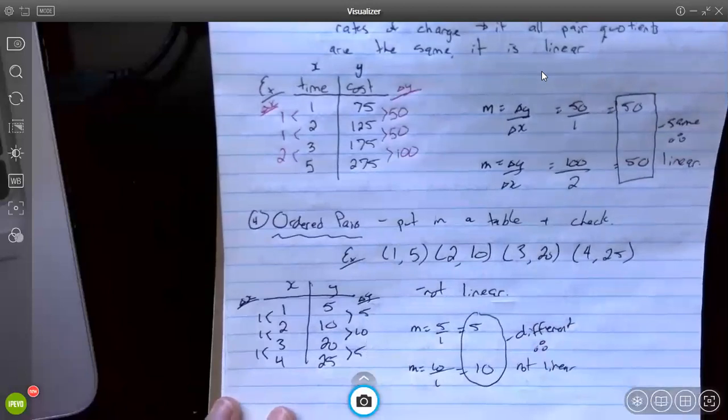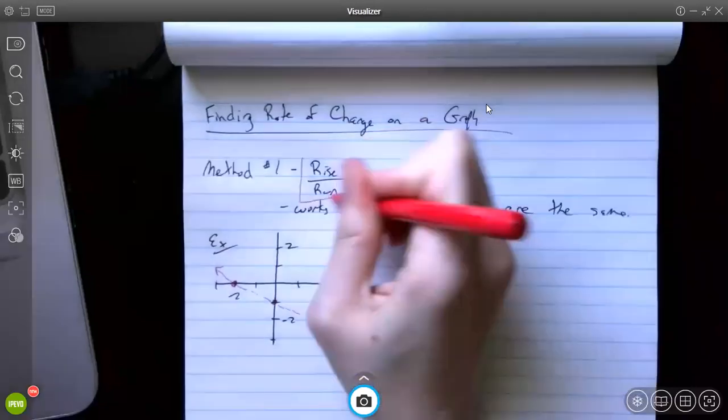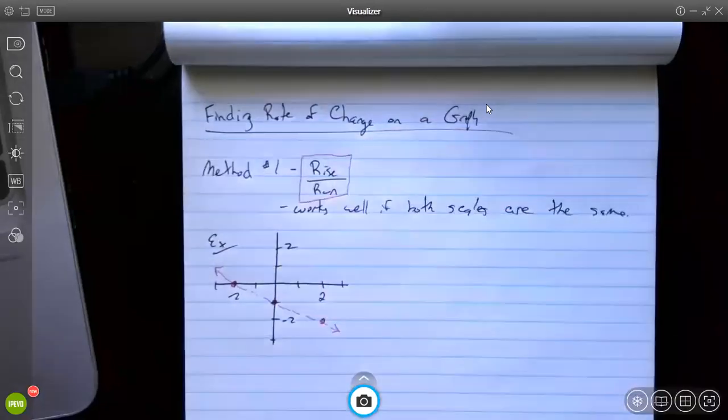Okay, and then the final part of today's lesson is to actually calculate rate of change on a graph, which again is something that we did in grade 9, but we will review the two different methods quickly today. So the first method that we're going to look at to find the rate of change of a graph is to use the rise over run formula. This works well as long as both scales are the same. That's when it's the easiest.